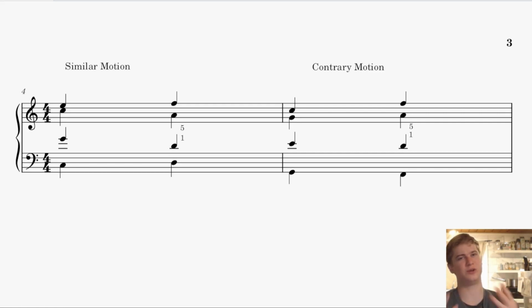And also, if you get a little bit stricter than that, the soprano with any other voice where the soprano is leaping into an octave or a fifth would not be allowed at all. And then if you get even more strict than that, you don't want to have hidden fifths or octaves at all. Okay, so what are hidden fifths and hidden octaves?